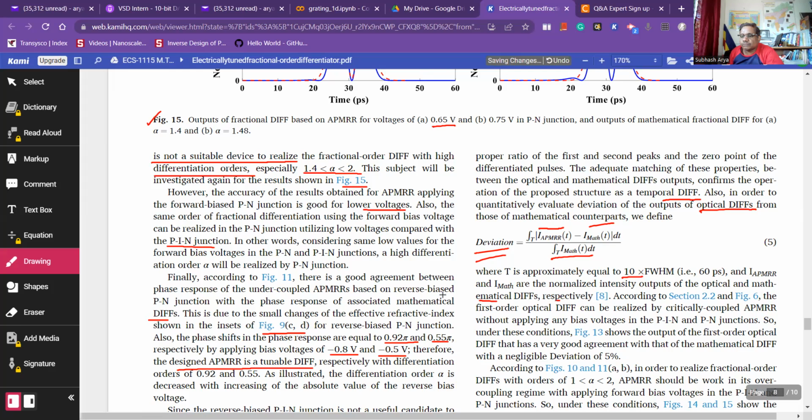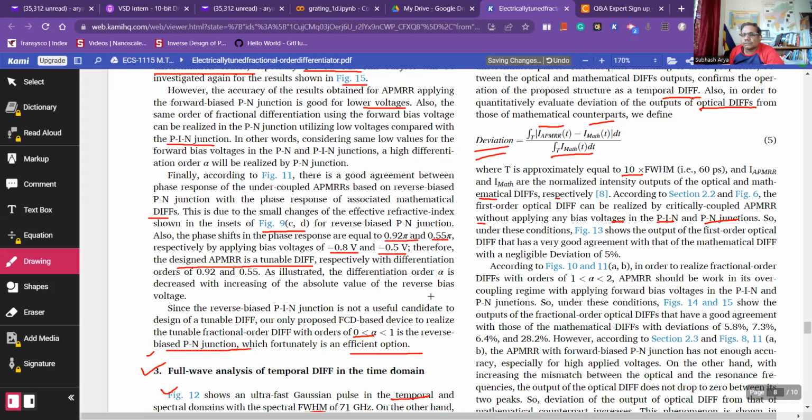According to section 2.2 and figure 6, the first order optical differentiator can be realized by a critically coupled APMRR without applying any bias voltage in the PIN and PN junction. So figure 6 is without applying any voltage, critically coupled. Under this condition, figure 6 shows the output of the first order optical differentiator that has a good agreement with that of the mathematical differentiator with a negligible deviation of 5%.